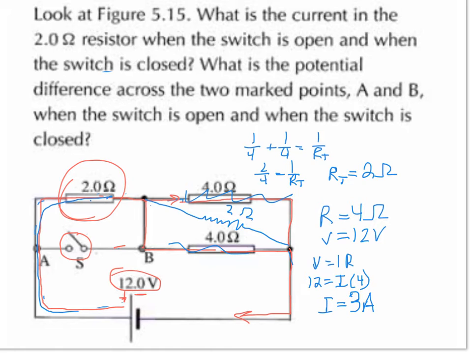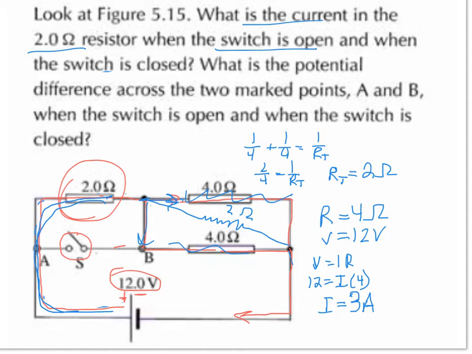When I get to the 4 ohm resistors, the current's going to have to split, so it'll be less. But at the 2 ohm resistor, it's all going through there. Okay, so the answer to this first part, when the switch is open, the current in the 2 ohm resistor is 3 amps.